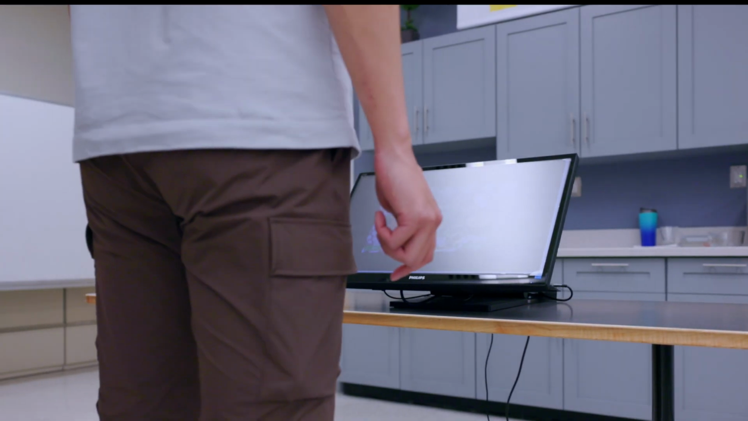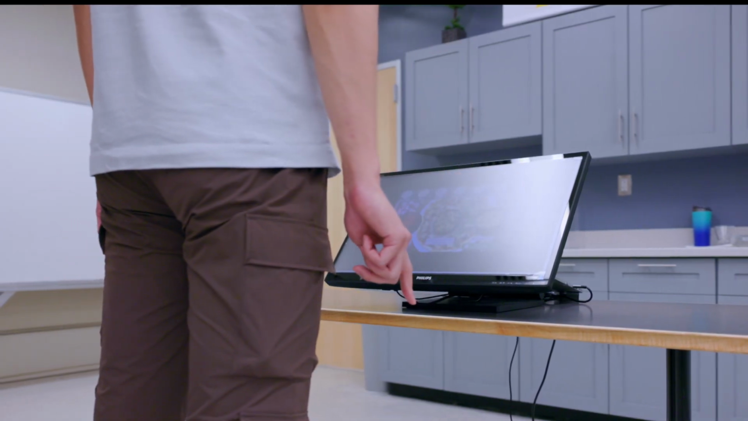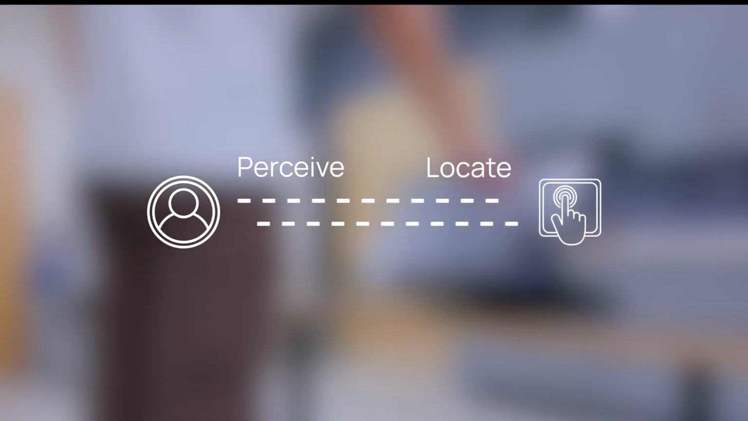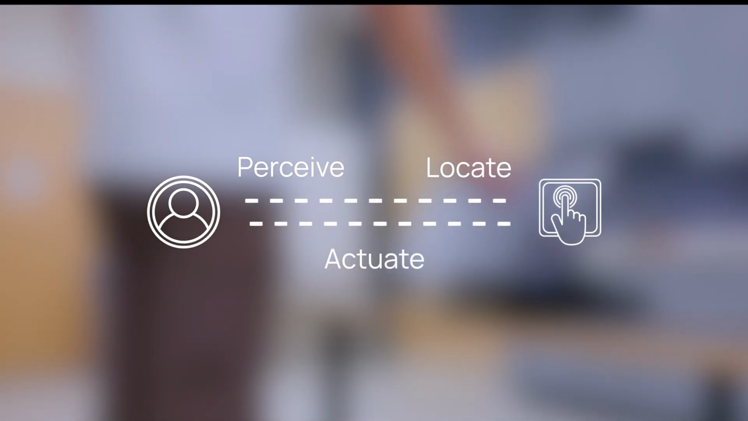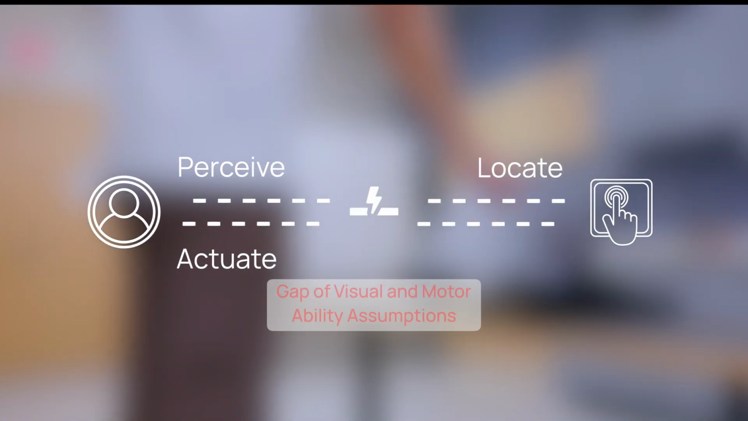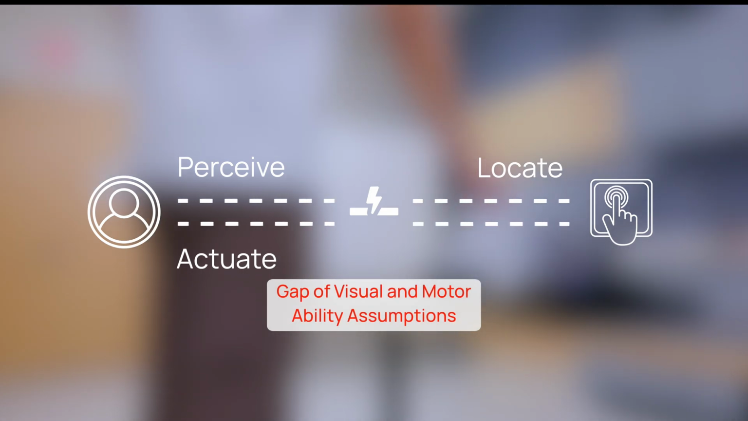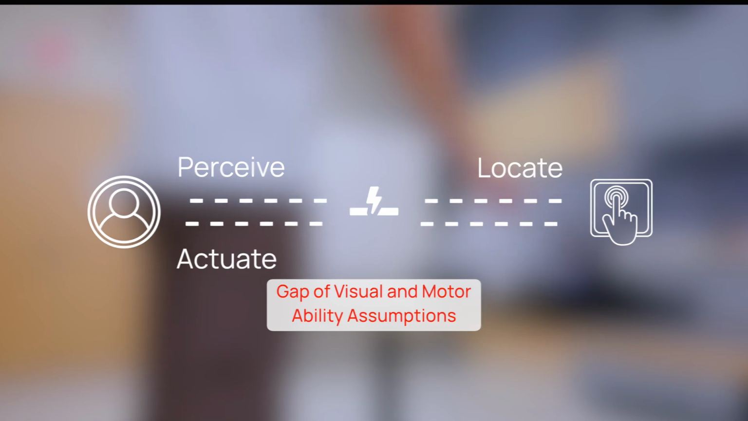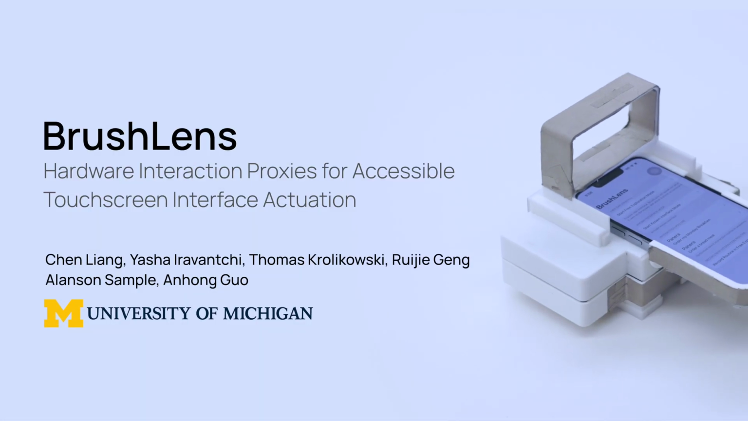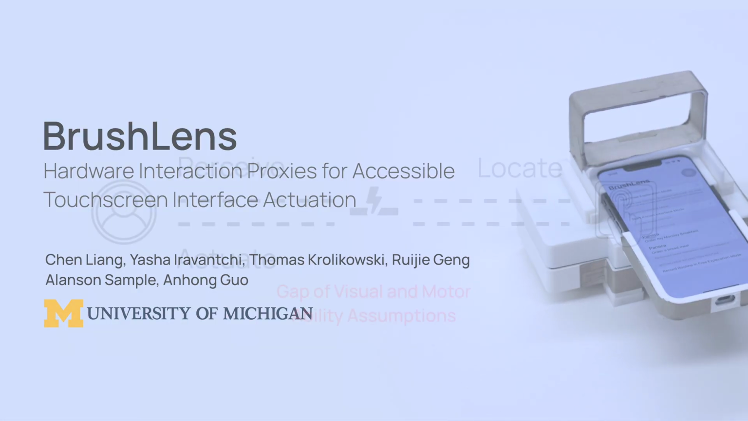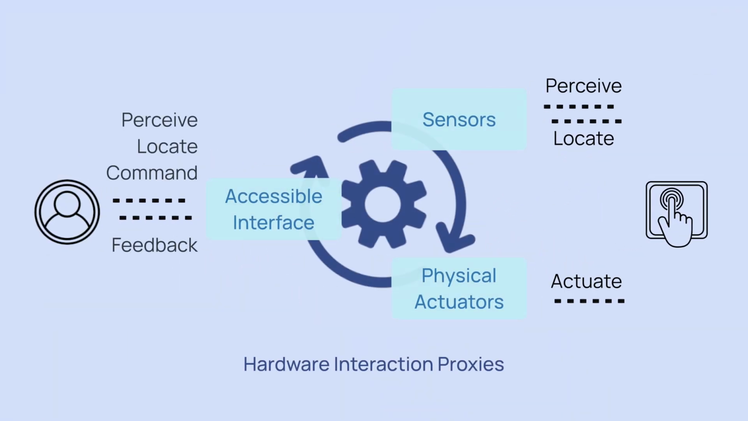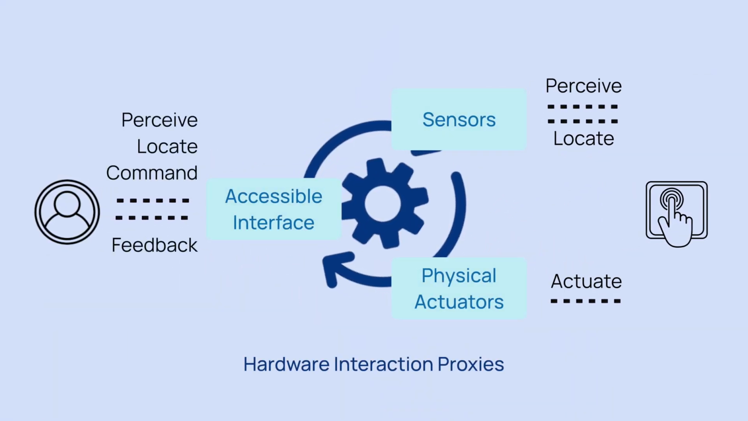Touchscreen devices are often designed with ability assumptions, including the ability to perceive visual information, locate the target button, and precisely perform the predefined gestures, which make these devices inaccessible for users with diverse abilities, such as visual or motor impairments. We introduced BrushLens, a hardware interaction proxy designed to make touchscreen devices more accessible for people with diverse abilities.